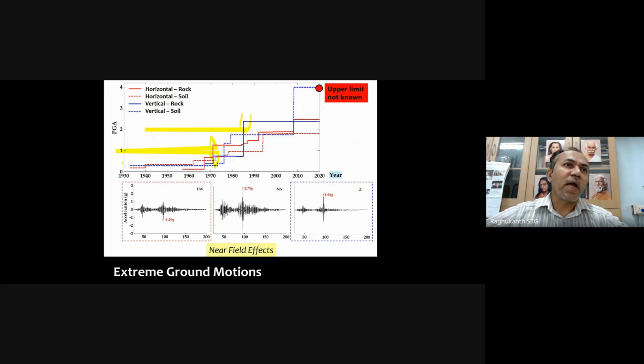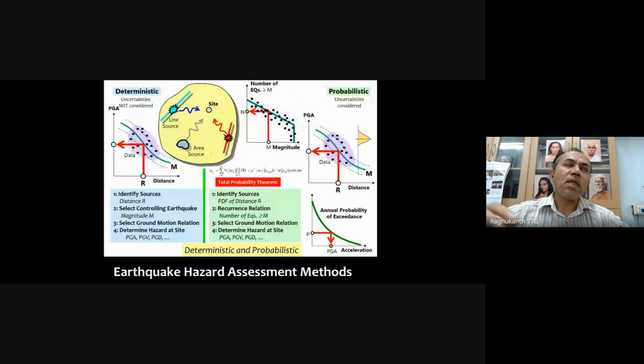Now you can compare our IS code with this. The old IS code values of around 0.36g are underestimating these numbers. So this is the reason why this new zone map has to be developed: because of design inconsistencies with performance-based design and other things, the data point of view, and also the requirements of engineers. So this map has to be updated using international approaches.